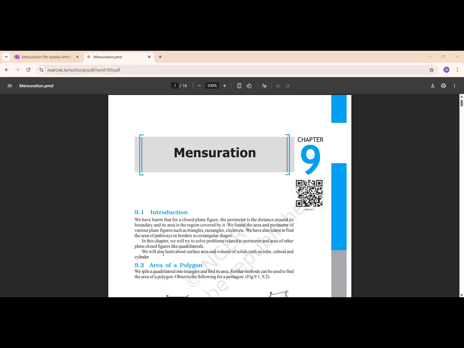Yes, sir. Starting with mensuration. Aisha, what is mensuration? Mensuration comes from the word measure. Okay, to measure something. Yes, sir. In real life we measure many things.